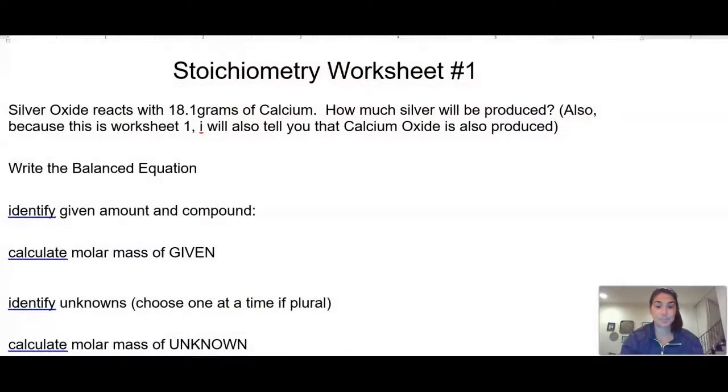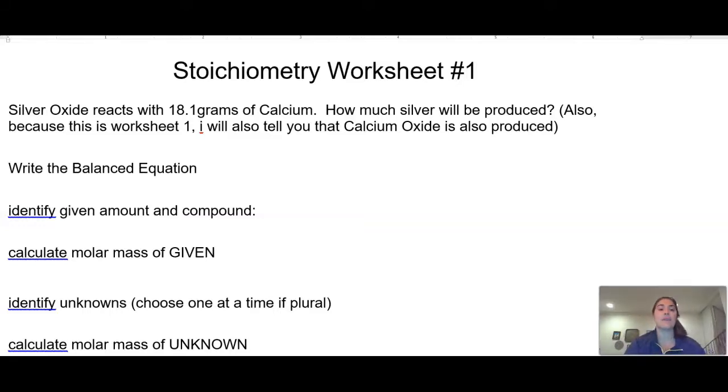All right. So here we go. It says silver oxide reacts with 18.1 grams of calcium. How much silver will be produced? Also, because this is worksheet 1, I will also tell you that calcium oxide is produced. All right. So I always like to just read through the questions first to give myself an idea. And then you're going to want to take some time to look for some buzzwords. What I mean by buzzwords are things like create, reacts with, produces, starts with, forms, anything like that that's going to give you clues about what you're starting with versus what you're ending up with.